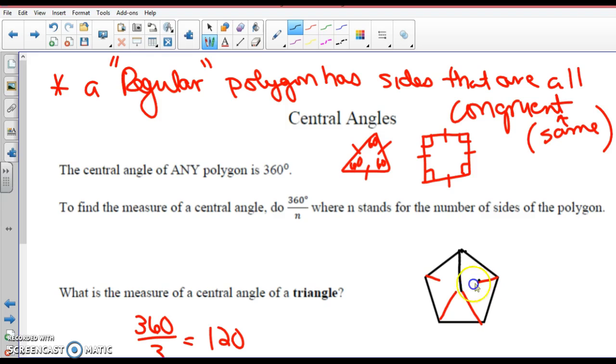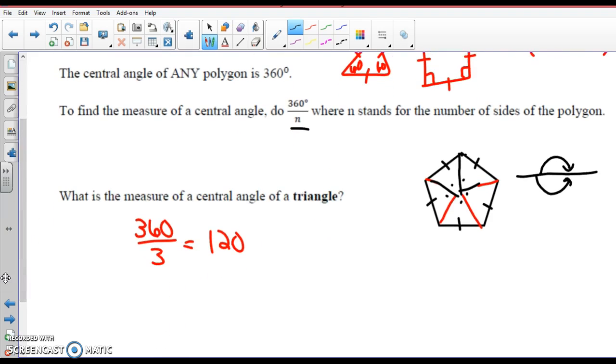These angles right here are the central angles, and that's what we're looking for. It's the angle in the middle. Now, it's actually pretty easy when you have a regular polygon, because the whole way around this circle in the middle is 360 degrees. If I drew a straight line, there's 180 degrees on this side and 180 on that side, so it's 360 the whole way around. So to find the measure of any central angle, all you need to do is 360 divided by n, which is the number of sides.